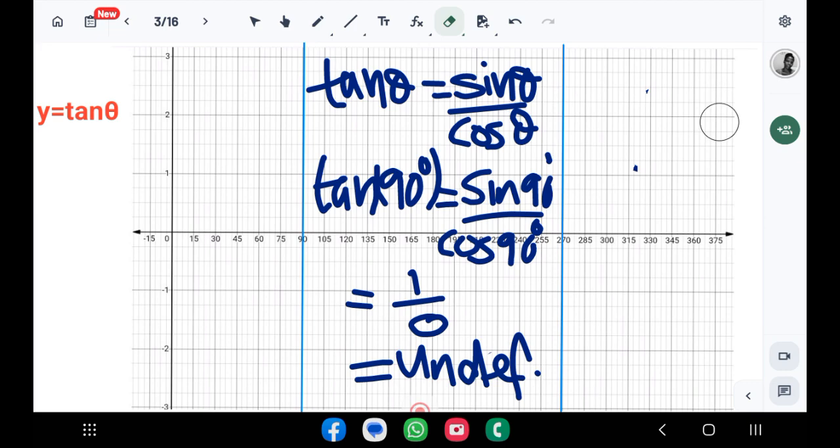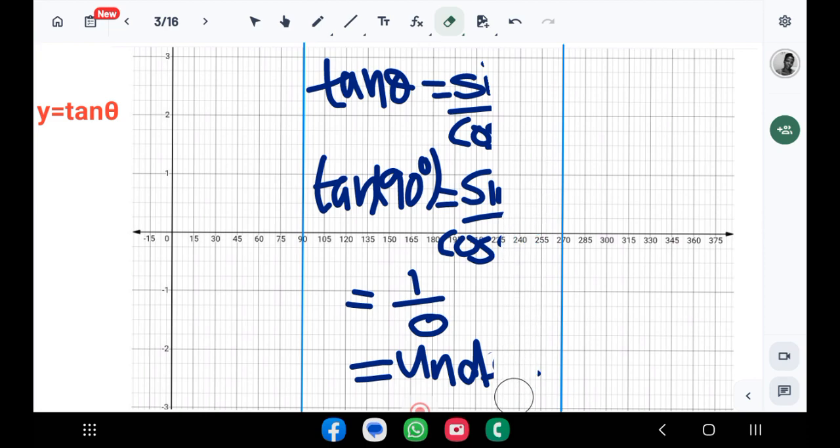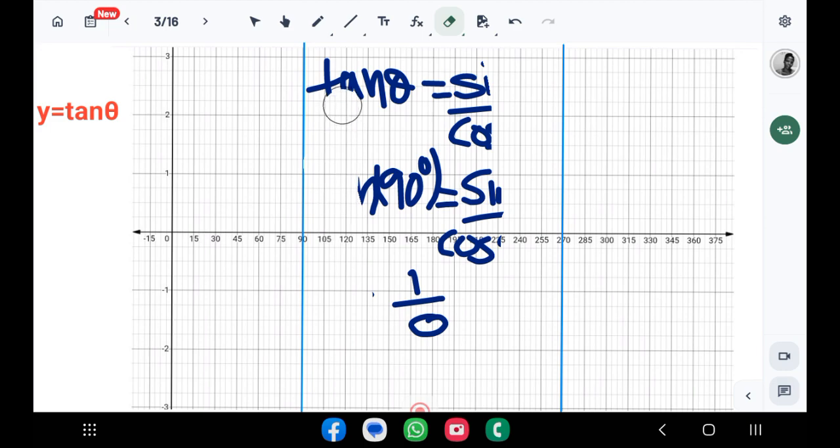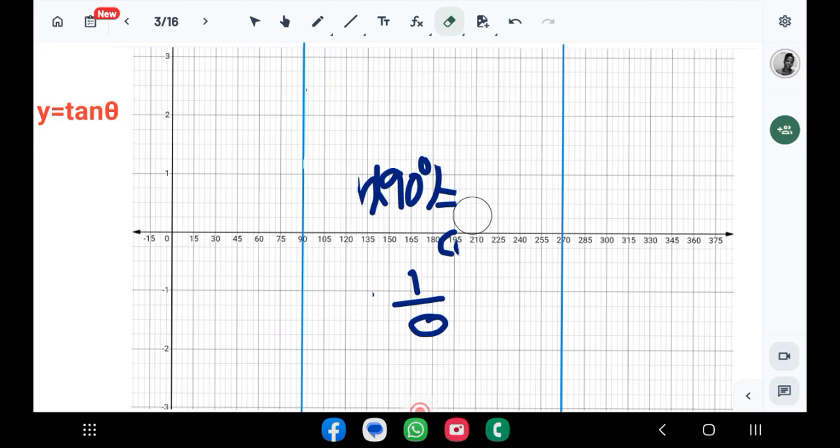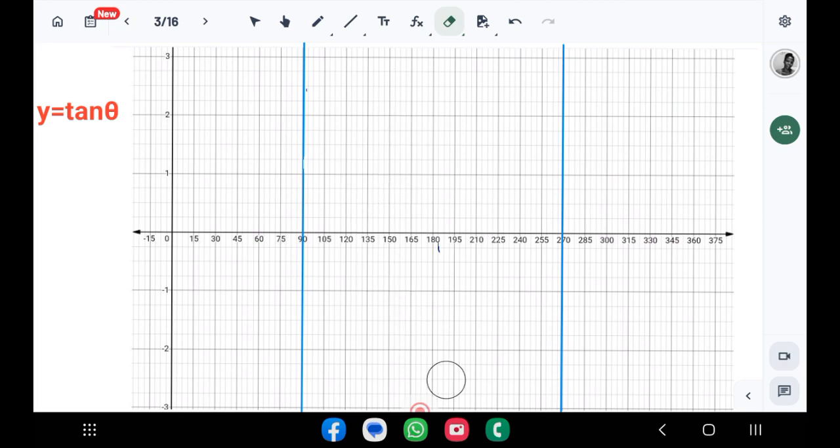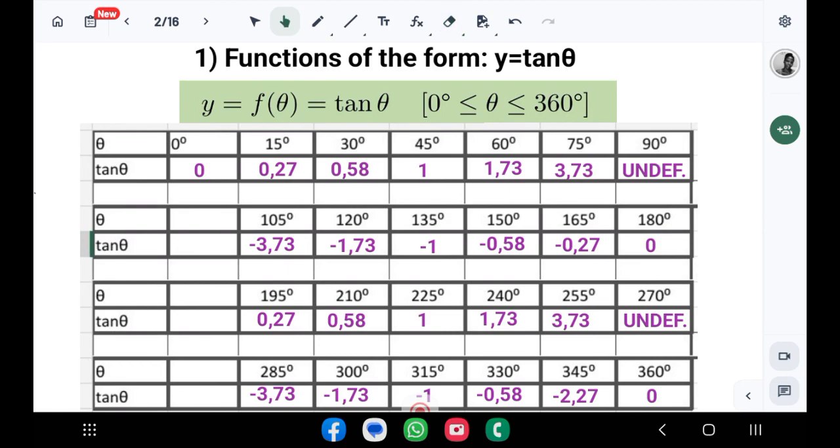And that's how you figure out where your asymptotes are. We're going to talk more about asymptotes, but that's how you figure out where they are. So for your normal tan of theta graph, your asymptotes are at 90 degrees and 270 degrees. And like I said, we're going to talk more about those asymptotes in the next few minutes.